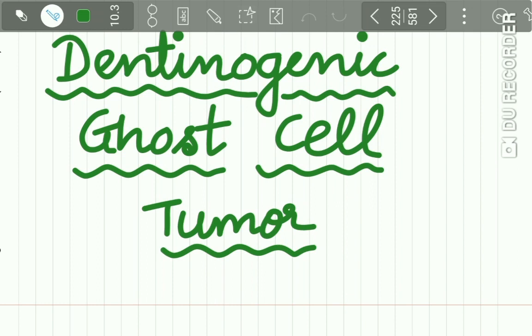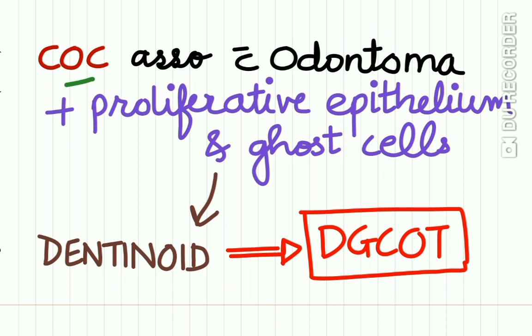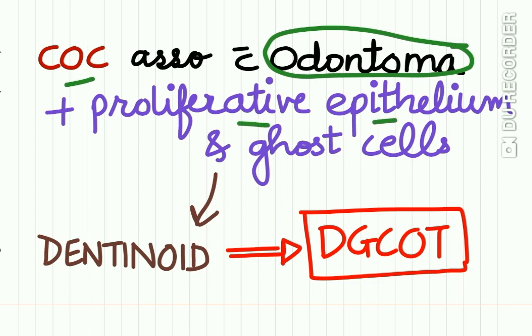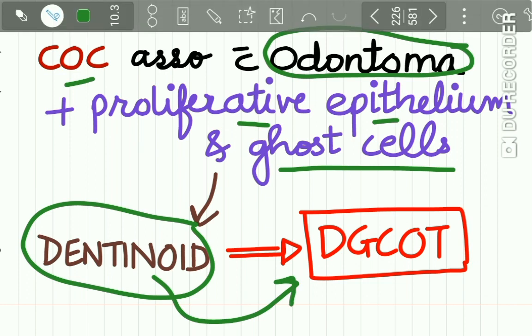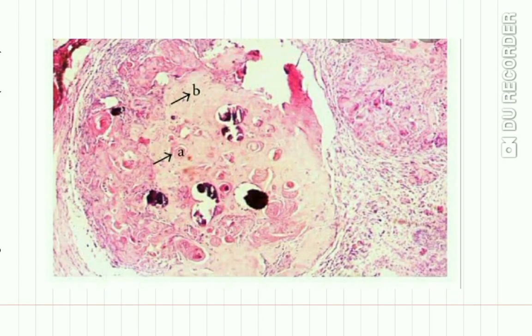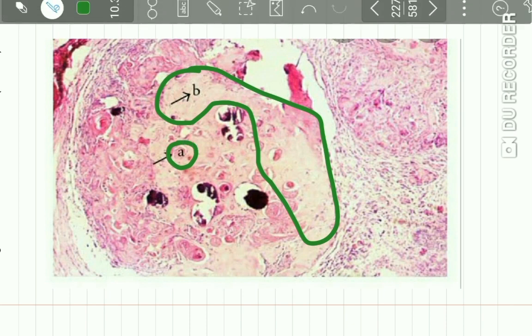Now, talking about the dentinoid ghost cell tumor. Now, a calcifying odontogenic cyst associated with an odontome with a characteristic proliferative epithelium and ghost cells, this is called as a dentinoid. Now, if this dentinoid is abundant, the diagnosis of DGCOT can be made. So, here you can see in this tumor there is abundance of dentinoid present. All this is dentinoid, and here you can see ghost cells keratinization.